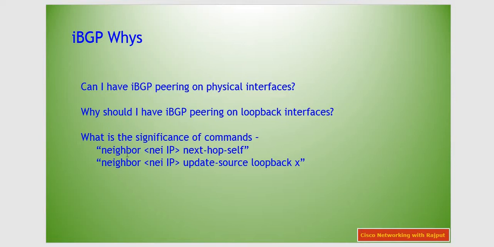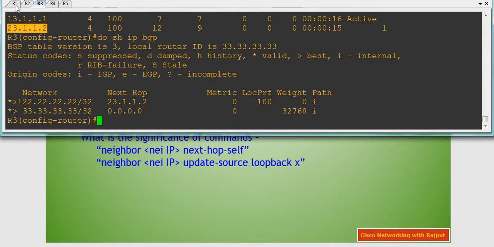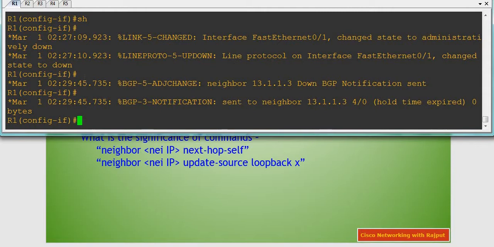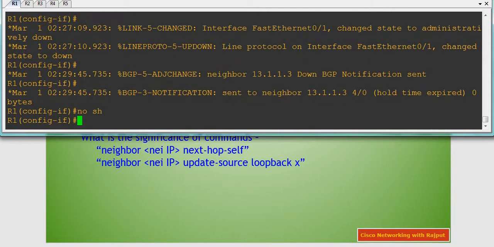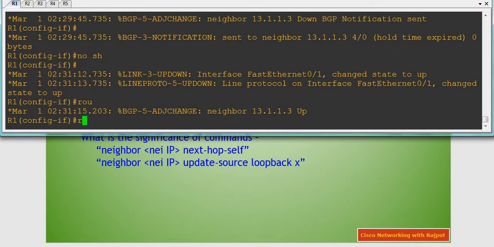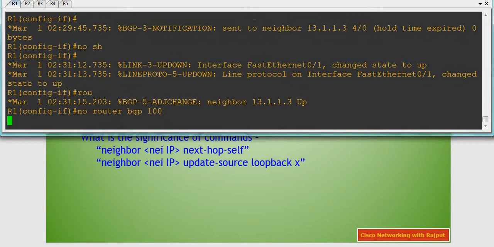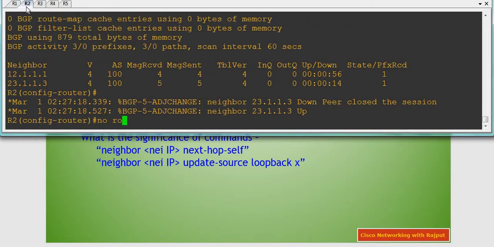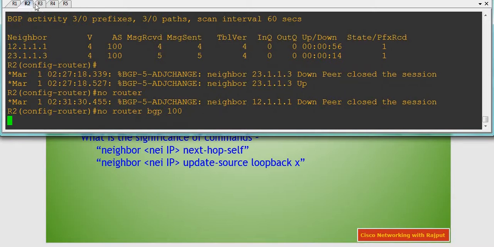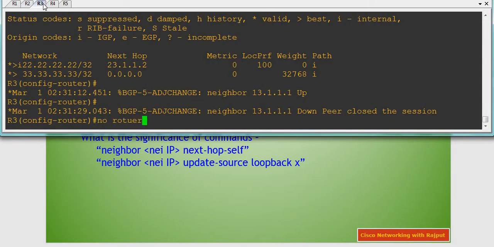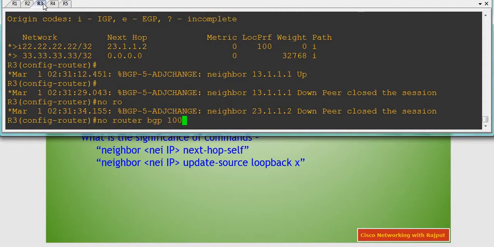What is the significance of commands like neighbor next-hop-self and update-source? For that, let me remove the iBGP peering which we have created on physical interfaces. For simplicity, I will simply remove the complete routing instance on all three routers and recreate the iBGP peerings. No router bgp 100, no router bgp 100, no router bgp 100.